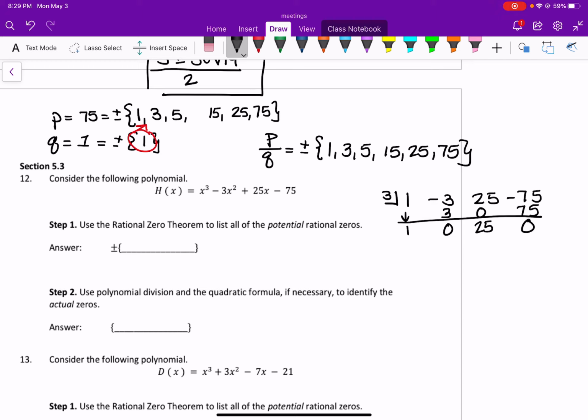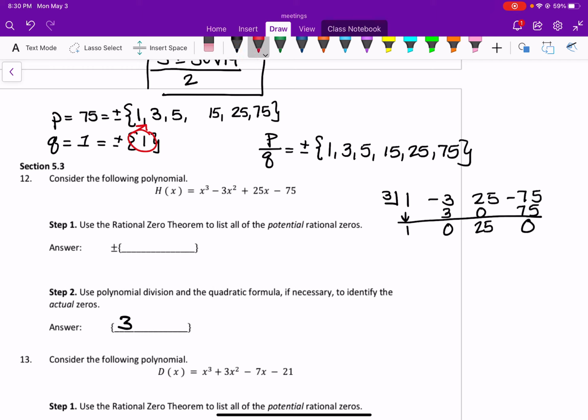By the way, I immediately knew I had done something wrong because I know 3 is a zero. And since I was looking at that thinking 75 plus 75 is not 0, I knew I had written something down incorrectly, which was my negative. I dropped it. So if you're using your graphing calculator to work this out, you know 3 is going to work. You know it's going to be an answer here. So if something doesn't work in your polynomial division or your synthetic division, then we go back and check and see what we wrote down incorrectly.